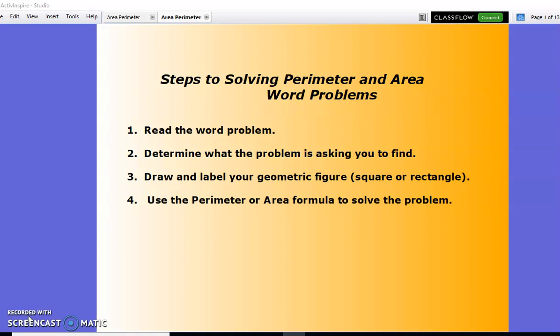1. Read the word problem. 2. Determine what the problem is asking you to find. 3. Draw and label your geometric figure. In this case, it's either going to be a square or a rectangle. 4. Use the perimeter or area formula to solve the problem.